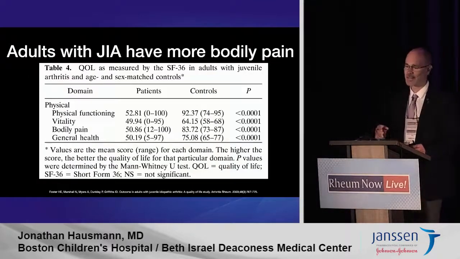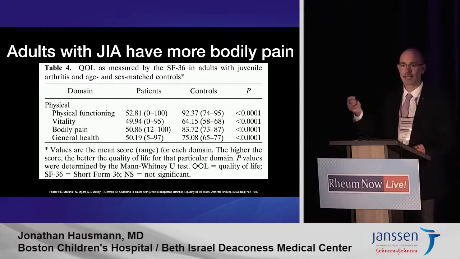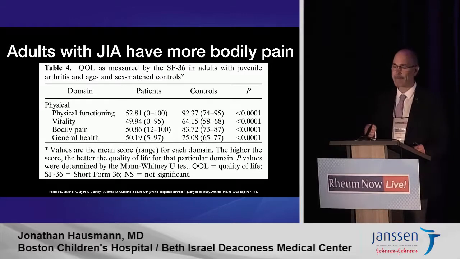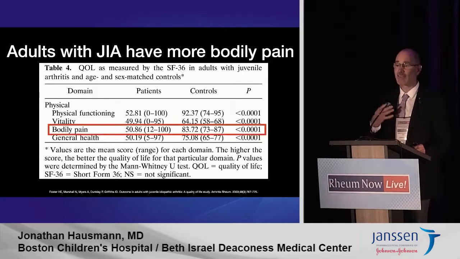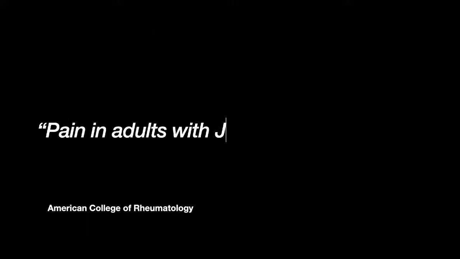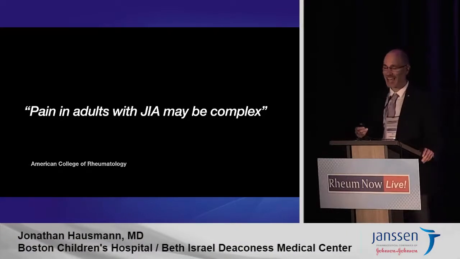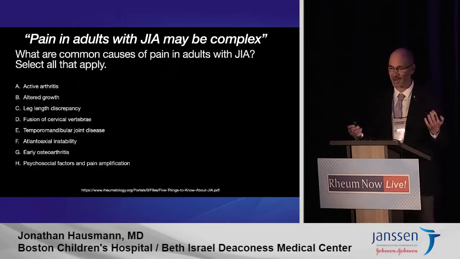Probably something else, maybe fibromyalgia. It's interesting that when you assess adults with JIA, they have more body pain than otherwise healthy controls. This is really a great quote from the American College of Rheumatology: pain in adults with JIA may be complex. I love it. And the question is why? Why is it so complex?